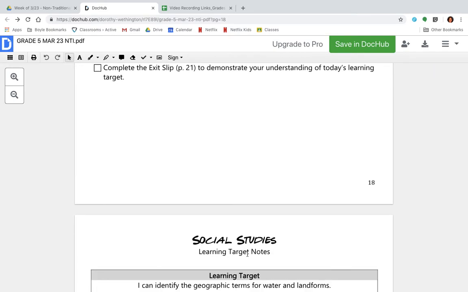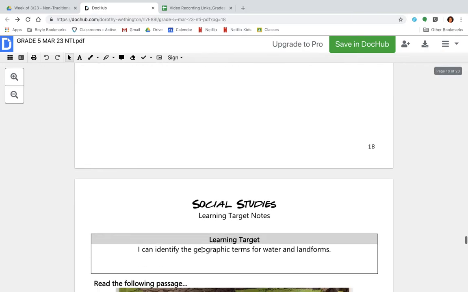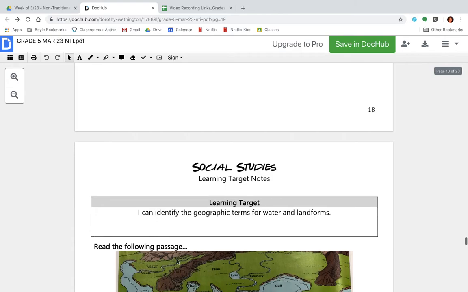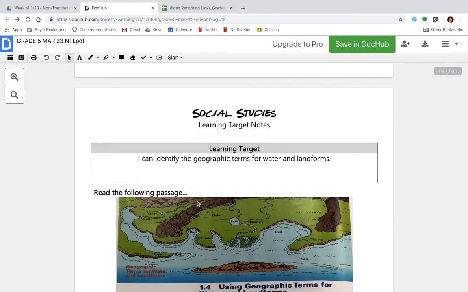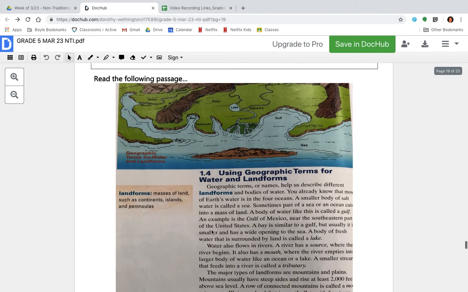Social studies, learning target notes. Learning target: I can identify the geographic terms for water and landforms. Read the following passage. 1.4. Using geographic terms for water and landforms. Landforms are masses of land, such as continents, islands, and peninsulas. Geographic terms or names help us describe different landforms and bodies of water.